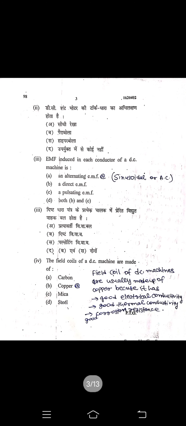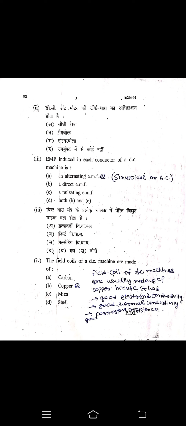Question number third, EMF induced in each conductor of a DC machine will be an alternating EMF. Alternating EMF is also known as sinusoidal or AC. So the right answer for question 3 will be A. Question 4, the field coil of a DC machine is made up of copper. The right answer for question number 4 will be option B.